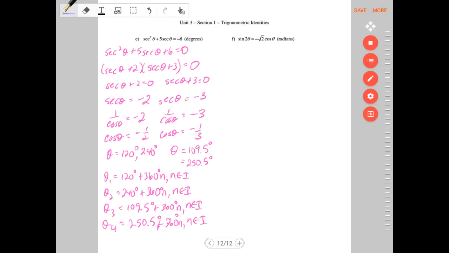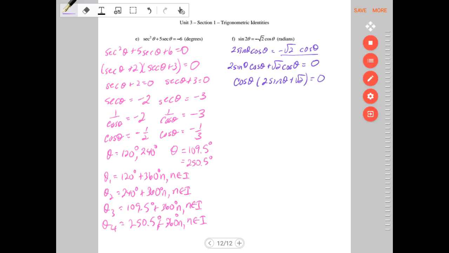All right, so this last question, we have sine 2 theta is equal to negative root 2 times cos of theta. So in this case, I'm going to change sine 2 theta into 2 sine theta cos theta. Okay, and leave that guy alone. All right, now what I'm going to do is bring the right side to the left side to make one side equal 0. So 2 sine theta cos theta plus root 2 cos theta equals 0. I'm going to factor out the cos theta. So I will get cos theta times 2 sine theta plus root 2 equals 0.